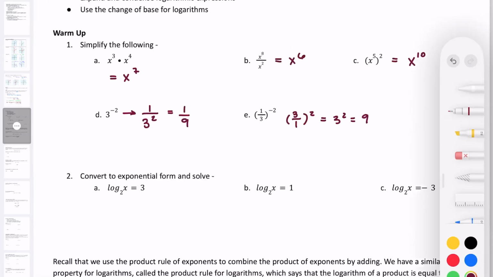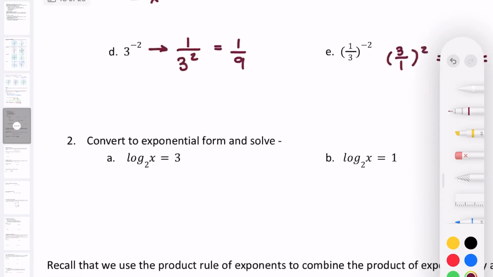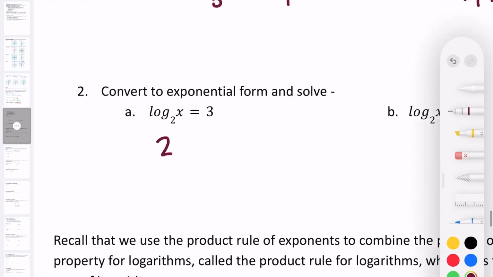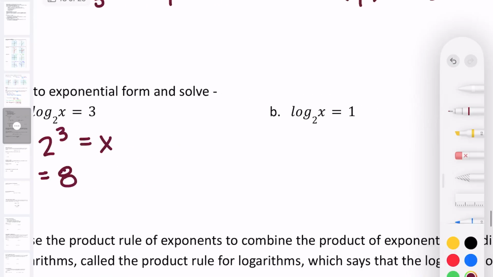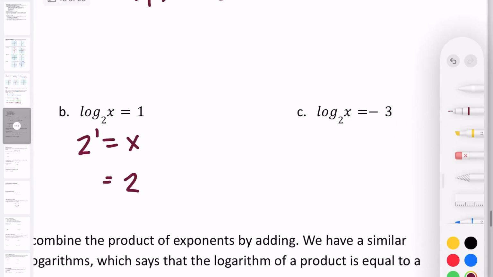Part 2 of the warm-up is converting from exponential form and converting to exponential form and solving. So here we are saying 2 to the power of 3 equals x. That's going to be 8. Here we're saying 2 to the power of 1 is equal to x, which is just 2. And here we're actually saying 2 to the power of -3, which is 1/8.